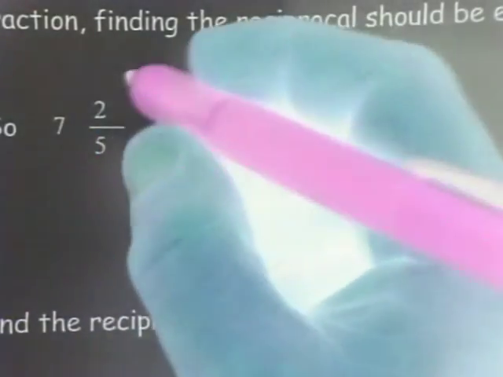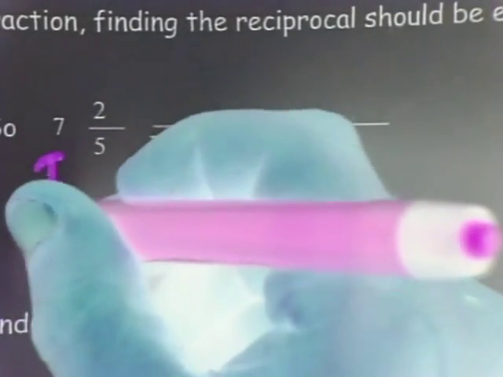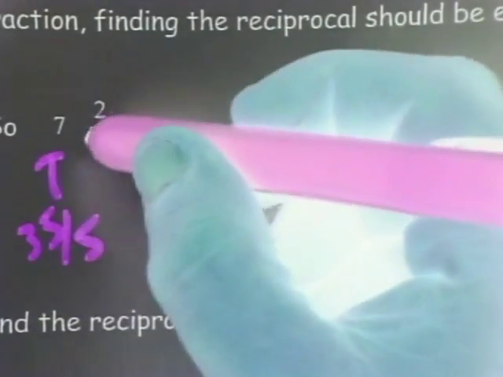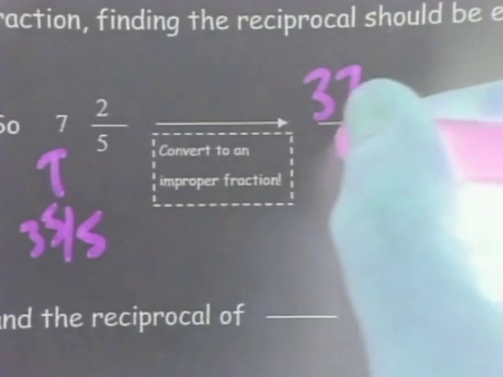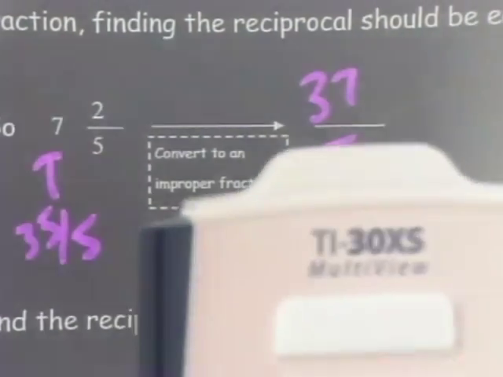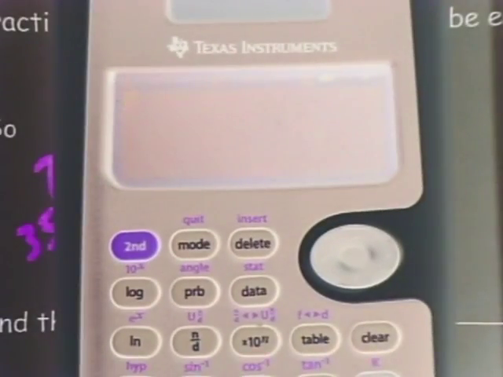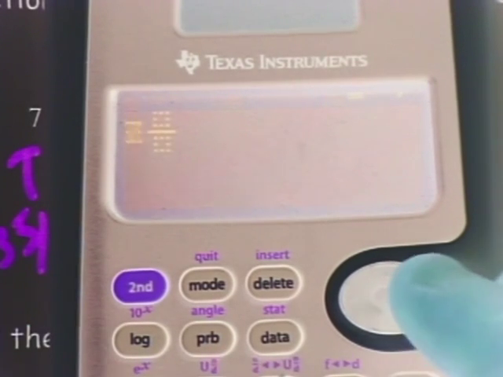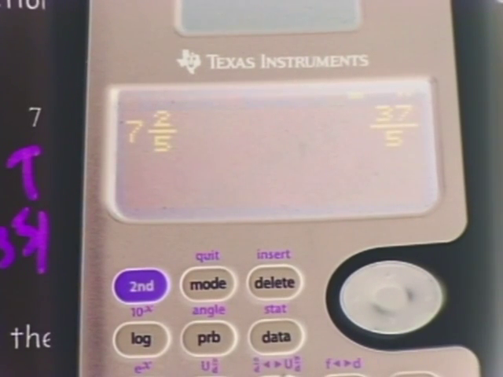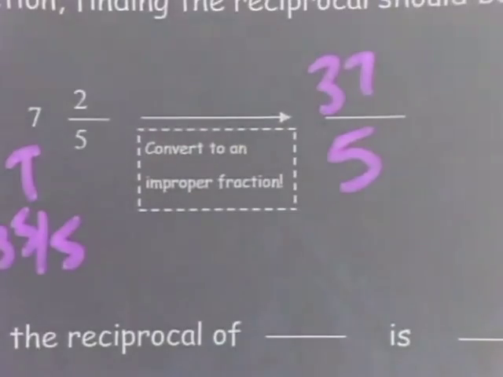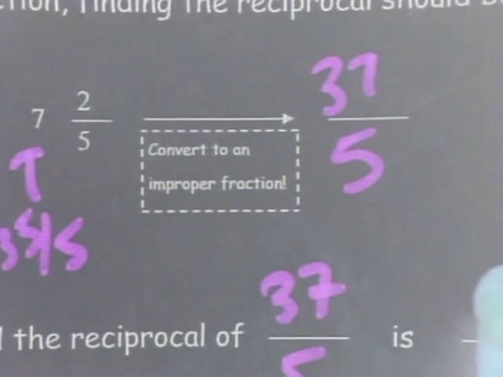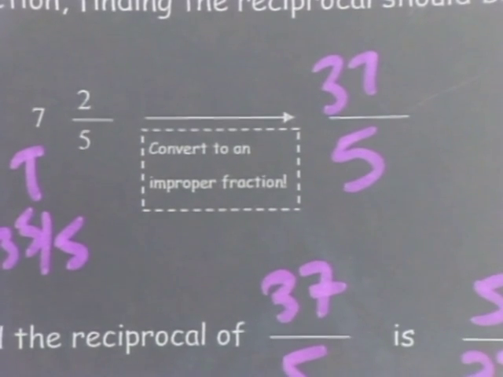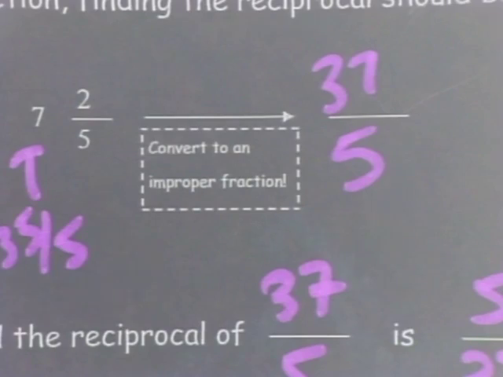So really, if you think of this as 35 over 5 and then add 2 to it, 35, 36, 37 over 5. And if you want to check and you have this calculator, obviously you can just put in 7 and 2/5 and check to make sure it is 37 over 5. And now you got 37 over 5, and I want the reciprocal, so what is it? 5 over 37, just like that.